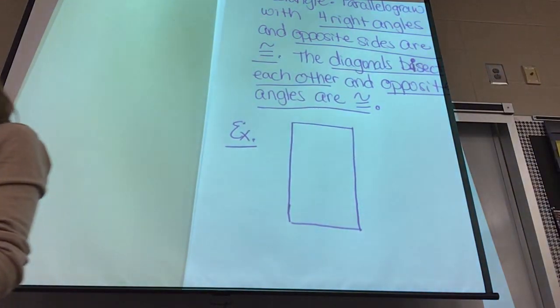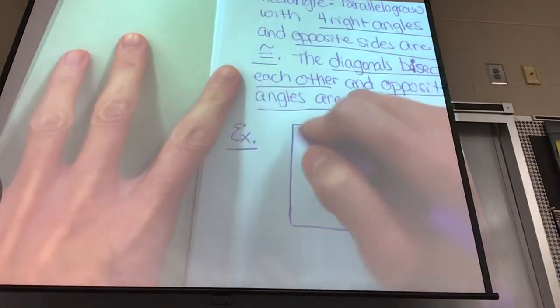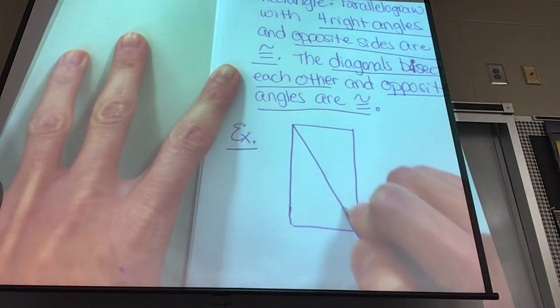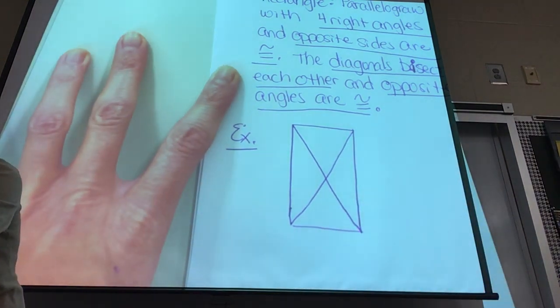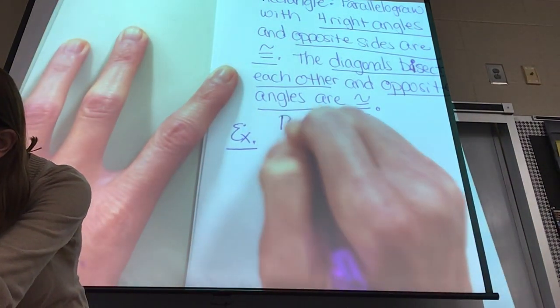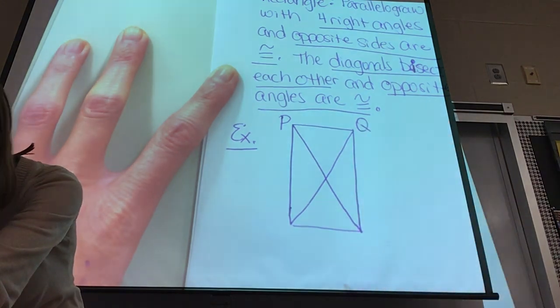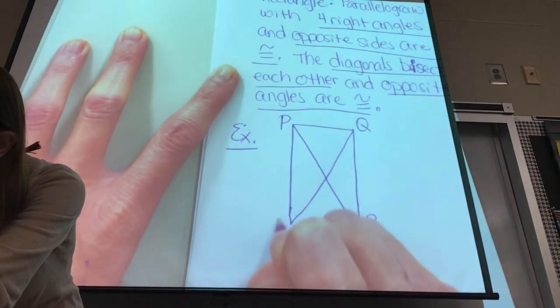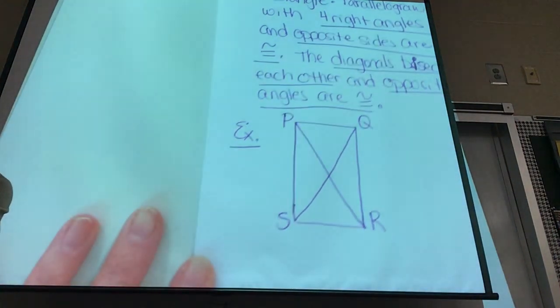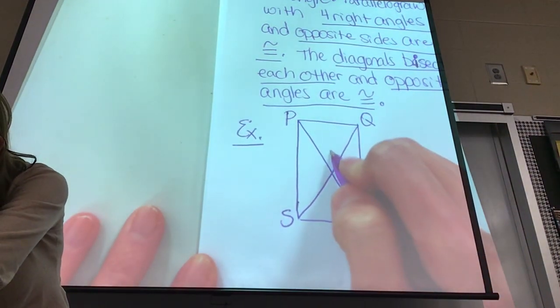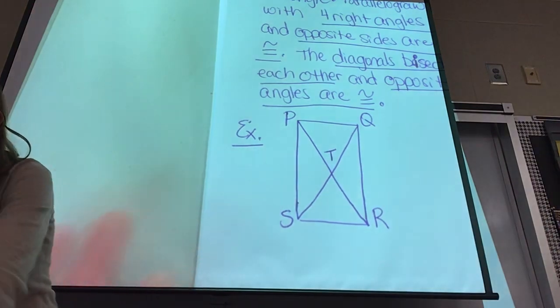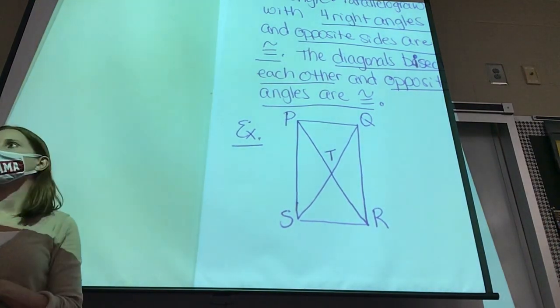So, you should already have your diagonals. Now, in here, I know that this is P, Q, R, and S. I know that where the two diagonals meet, in the middle, is going to be letter T.